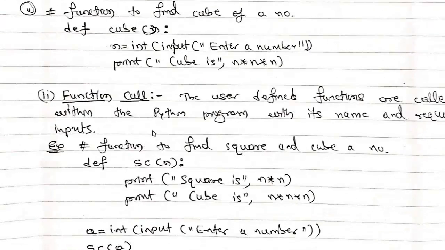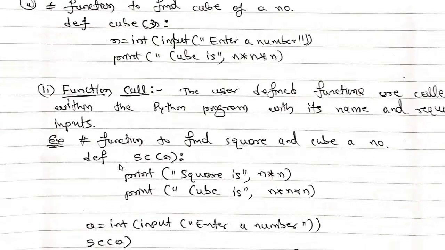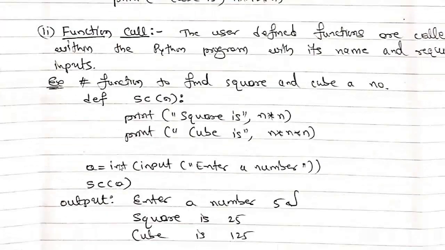Function call means we are calling the defined function. Look at this example. Again the same thing I have written here. The user defined functions are called within the main Python program with its name and required inputs. Function to find square and cube of a number. First I write one function called SC. S is for square, C for cube. It takes one input. It displays square also, and cube also.